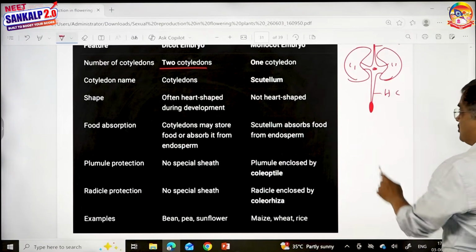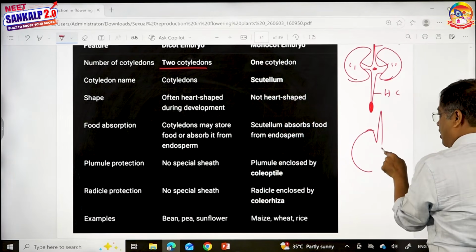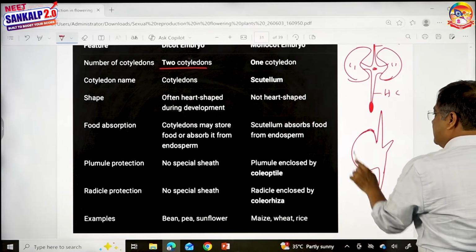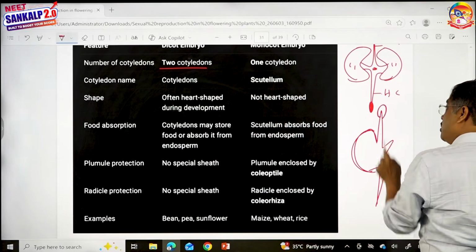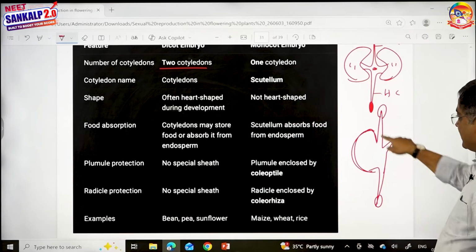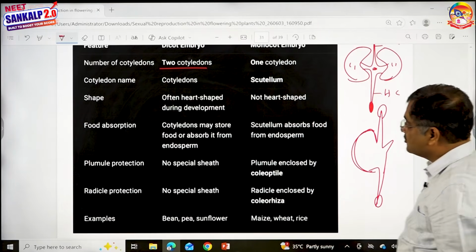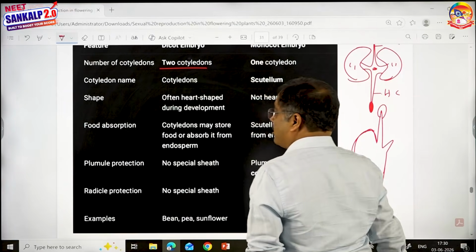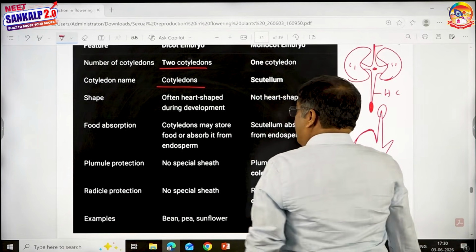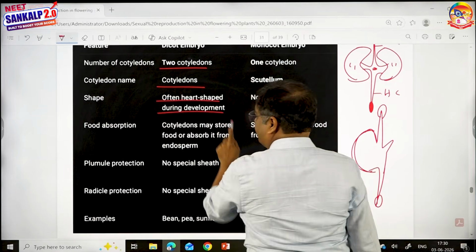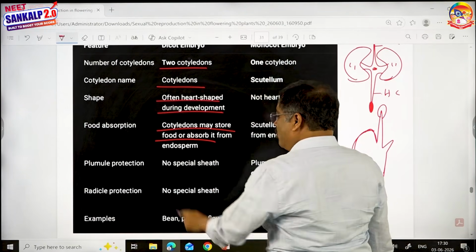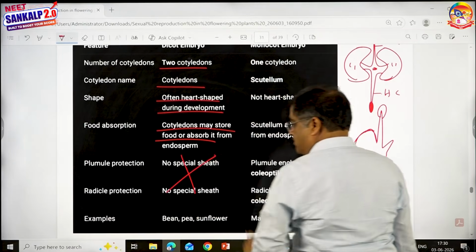If it is a monocot, children, there is only one cotyledon. There is a reduced cotyledon here, which is said to be epiblast. This is said to be scutellum. Coleoptile and coleorhiza are the protective coverings which are surrounding it, and this large shield-like cotyledon is called scutellum. First, we look at dicot. It has got two cotyledons. All right. Heart-shaped during development because of cotyledon primordia. Cotyledons store plenty of food. Plumule protection, radicle protection is absent.